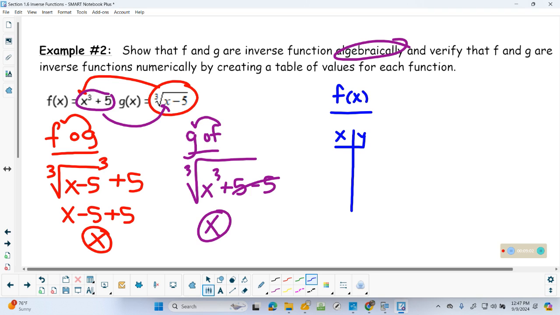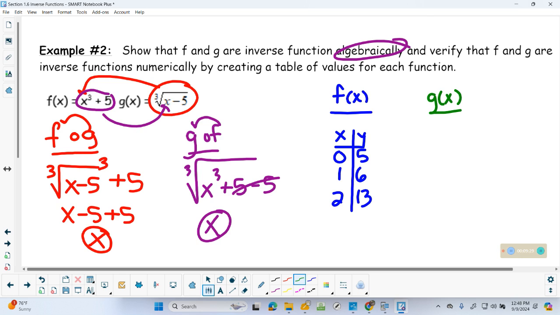Now, you've got the x cubed in f, so I'm going to pick small numbers here since I'm doing this in my head. Let's start at 0. 0 cubed, 0 plus 5. Then I'm going to put 1 in, nice and easy. 1 cubed, 1 plus 5. And hey, let's do 2. Why not? What's 2 cubed? 8 plus 5. 13. Okay, so then we have to do the table for g.